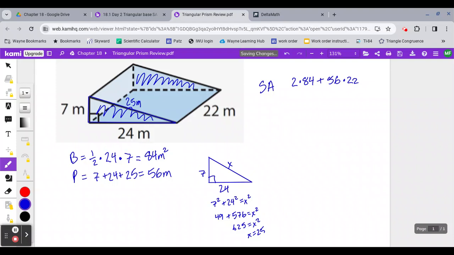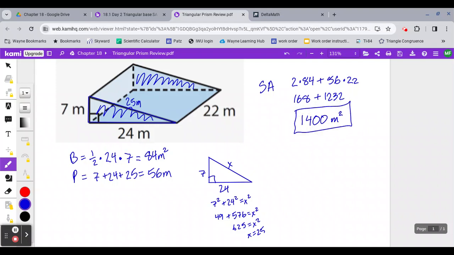2 times 84, that comes out to 168. 56 times 22, use a calculator if you don't have that one by memory, that's fine. That comes out to 1232, and then we add those together, we'll get 1,400. Don't forget, our label is not meters, it's meters squared because this is surface area.